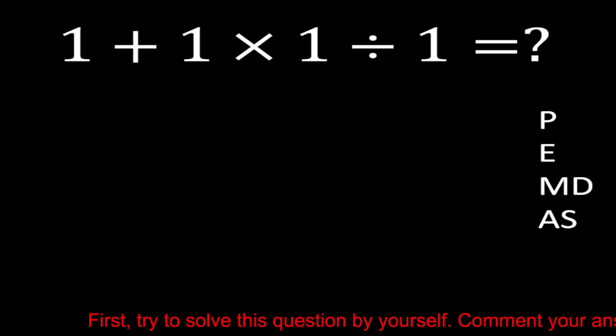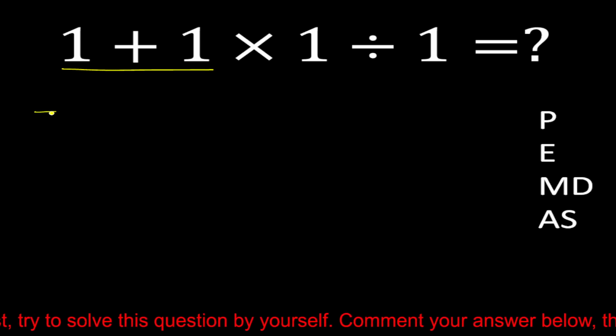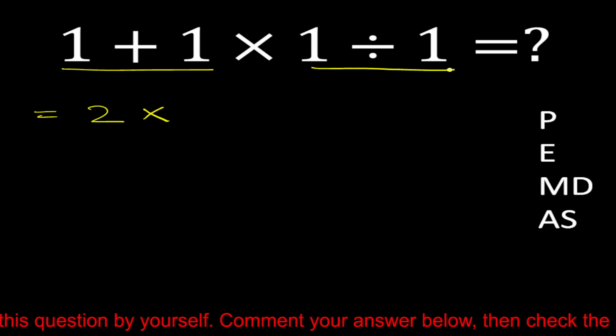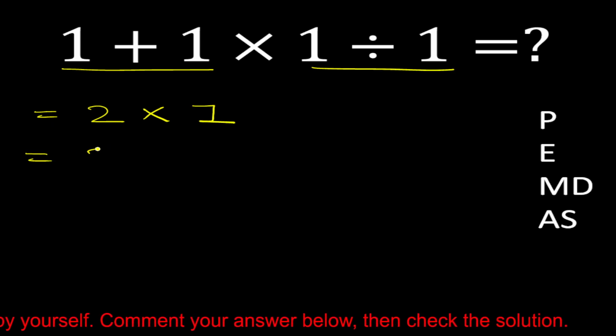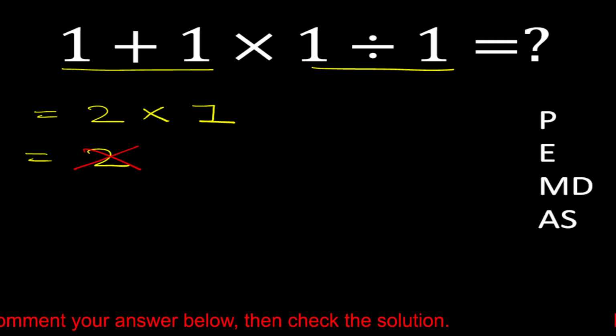Most people solve this question like 1 plus 1 is equal to 2. Multiply 1 divided by 1 is equal to 1. Now 2 multiplied 1 is equal to 2. But this answer is not correct. This answer is completely wrong.